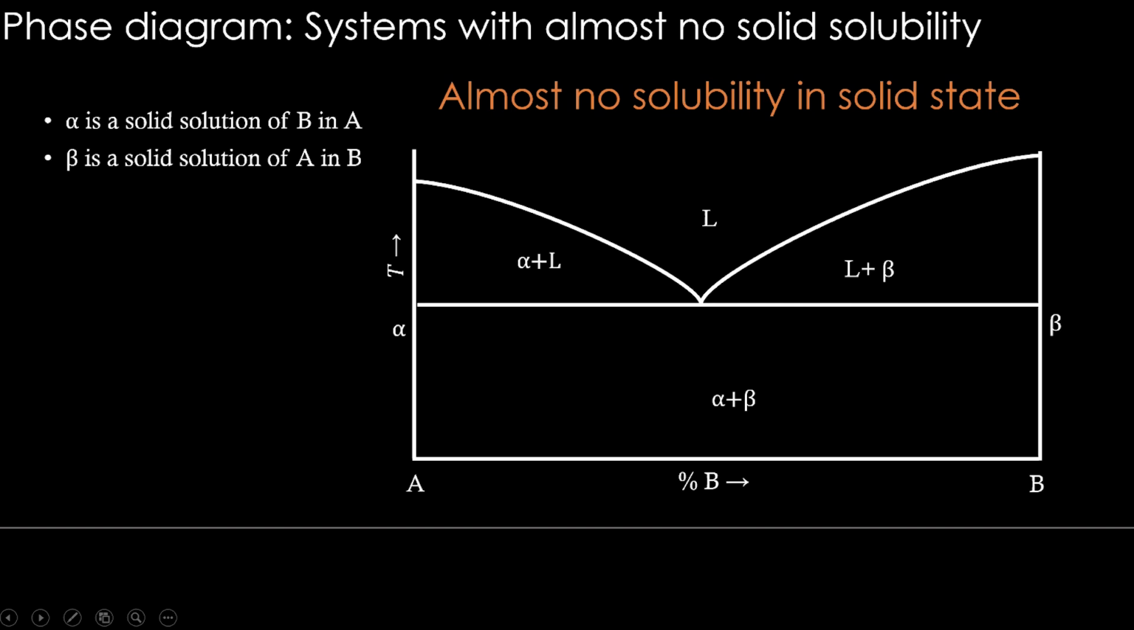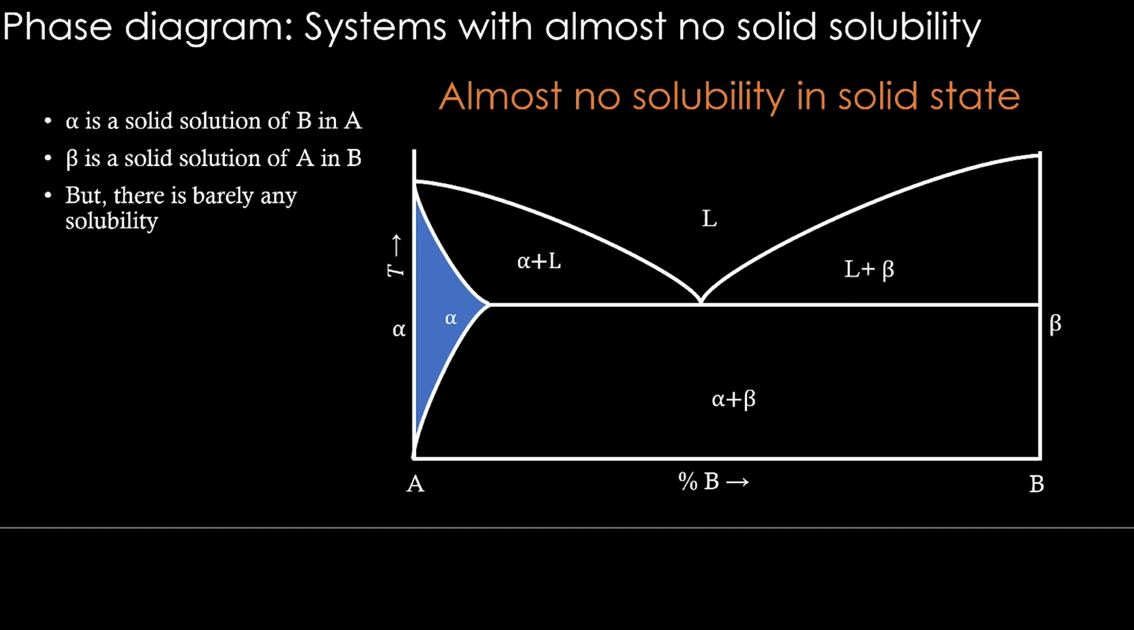So still we can call alpha a solid solution of B in A and beta a solid solution of A in B, but solubility is extremely small. It was like this in the previous case, and now it is completely gone. That solubility range is vanished now.